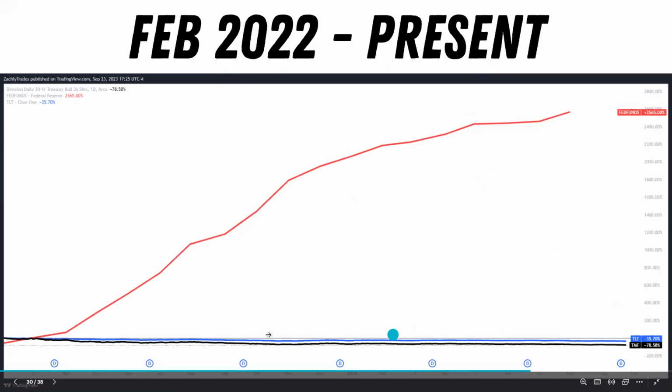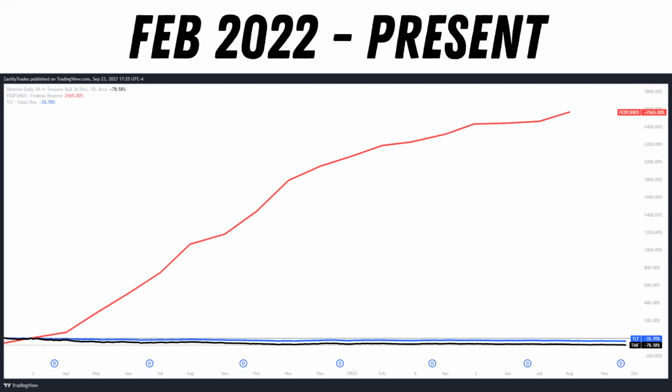And you can barely even see the lines for TLT and TMF just for them to fit on the same chart due to the historic rate, or rather the pace, at which the Fed has been increasing their rates. And so now the big question, after TMF is down over 78% and TLT dropped over 35% during this time period: is it the time to buy TMF?